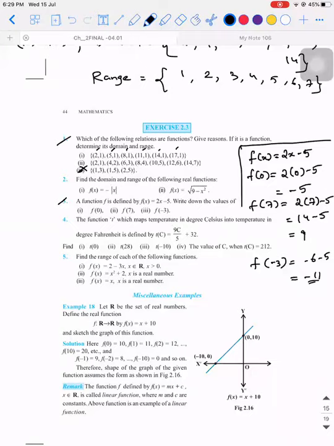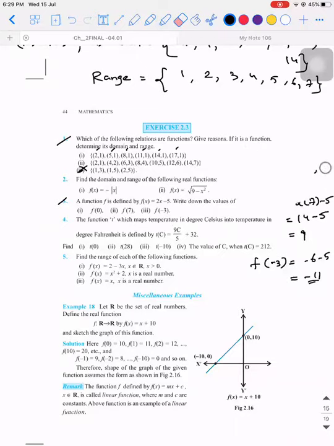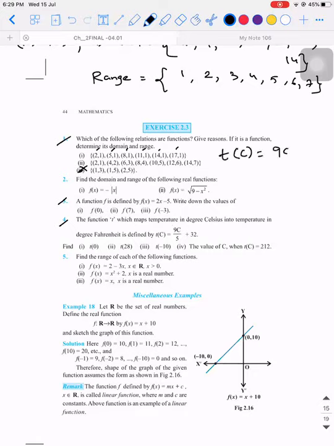So can I rub the right hand side? Now how to do the fourth one? There is a function t which maps temperature in degree Celsius into temperature in degree Fahrenheit. It is given as t as a function of c is equal to 9c by 5 plus 32. So they're asking what is t of 0?